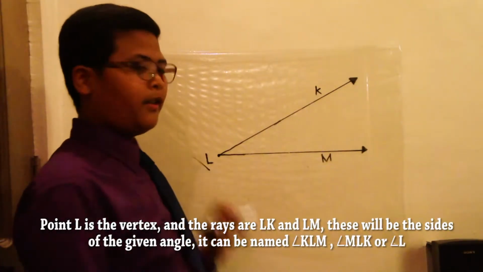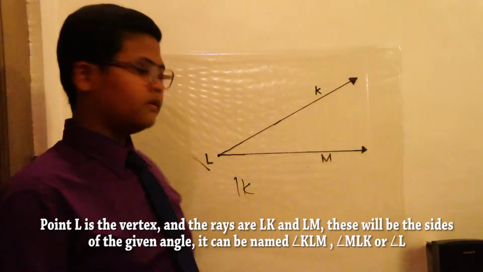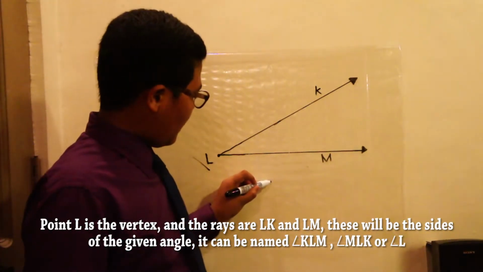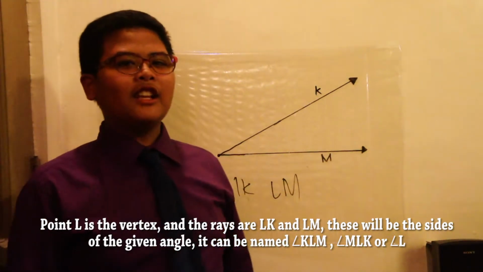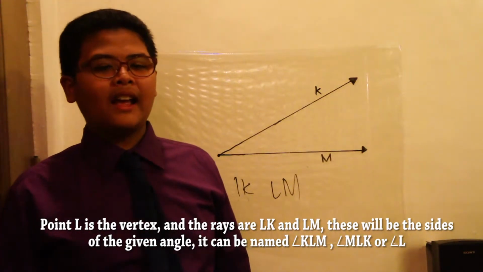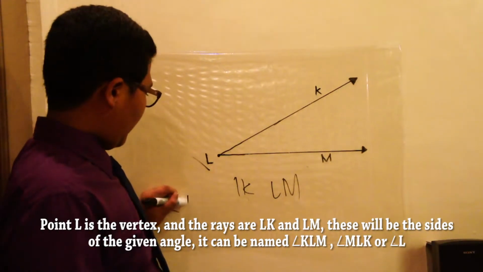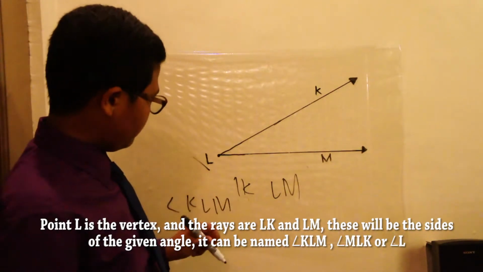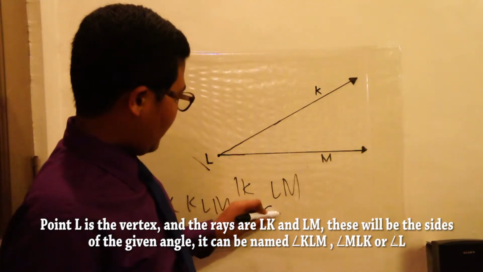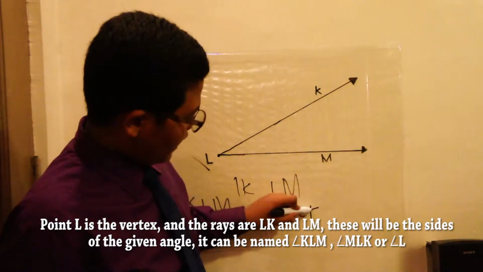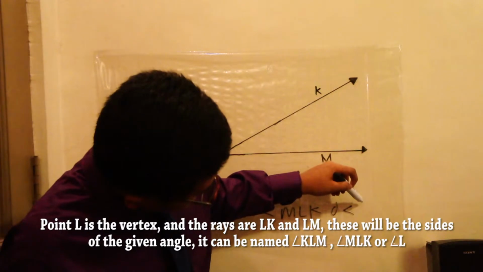Point L is the vertex. The rays are LK and LM. These will be the sides of the given angle. It can be named angle KLF or angle FLK or angle L.